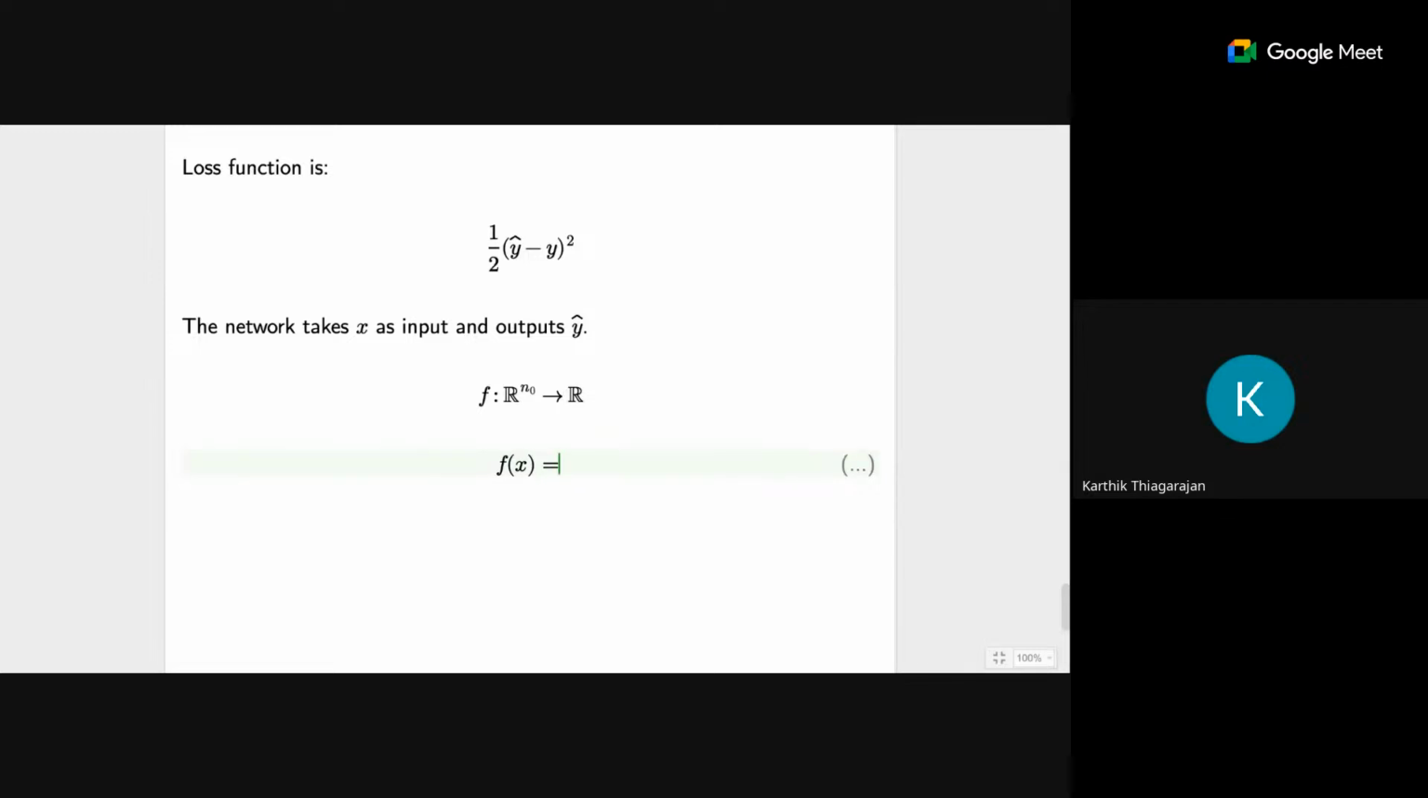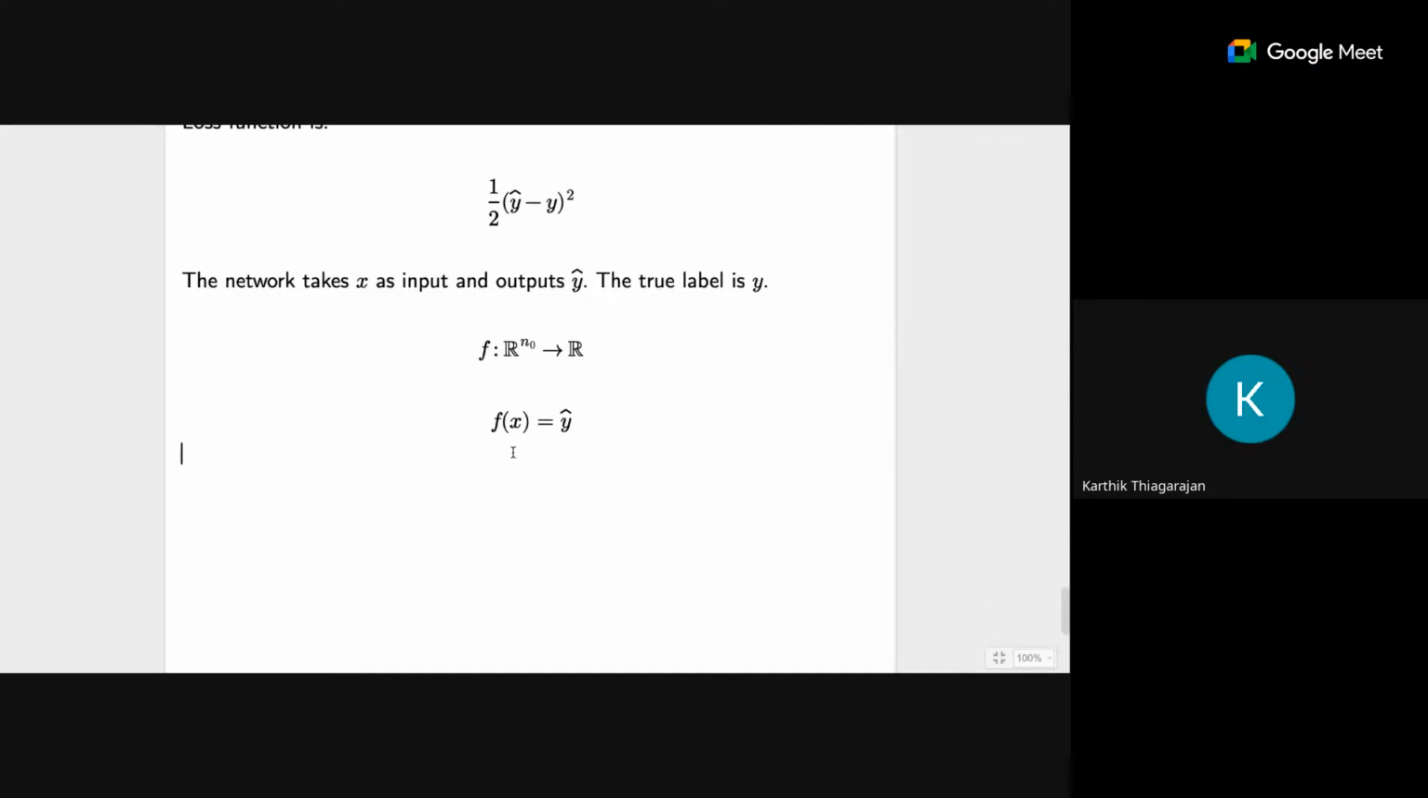So you can view the network as a function from R n0, where n0 is the number of features, to R. This is your regression network. It takes X as input and gives you Y hat. What is the output of the network? Y hat, okay? Please note that. Y is the true label. So the network takes X as input and outputs Y hat. The true label is Y. And the network is actually a function. That's what it's doing.